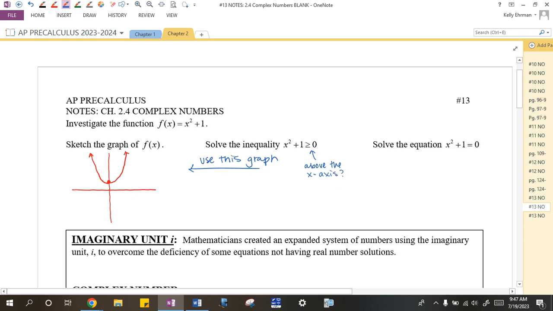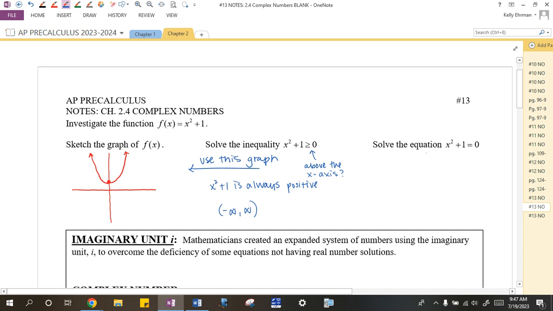Now, the graph is never touching the x-axis, but it is always above the x-axis. So x squared plus 1 is always positive, or always above the x-axis. All of these y values are positive. So if I were solving this inequality, x would be the set of all real numbers. Anything between negative infinity and infinity satisfies that inequality. If the inequality were less than 0, the answer would be no solution.